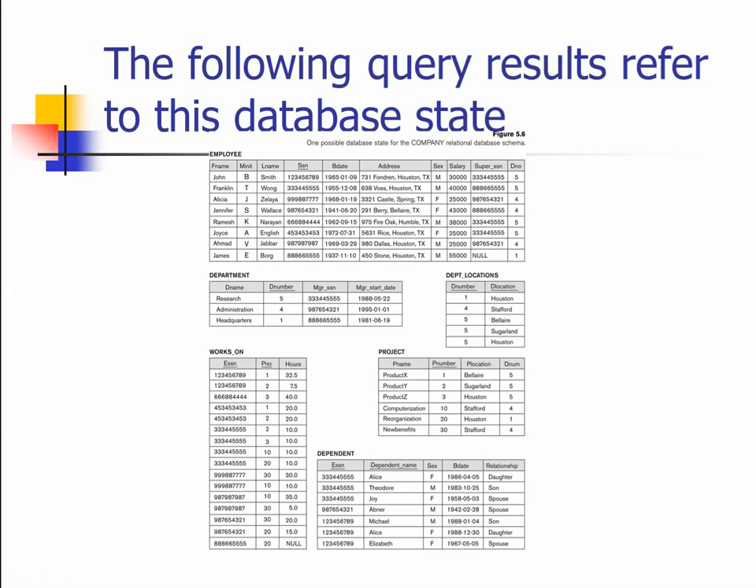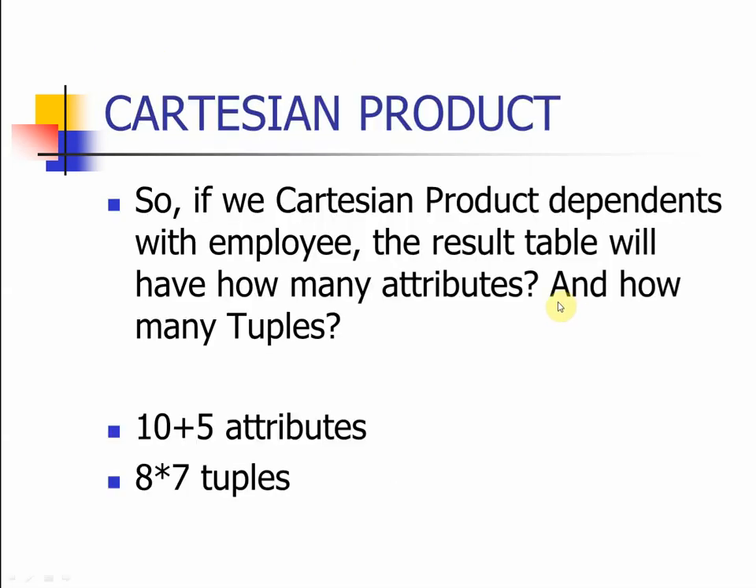So you can see that for the dependent, it has 5 attributes. For the employee, it has 10 attributes. So the new table will end up with 5 plus 10 attributes. How many tuples will it generate? We have 7 over here, and we have 8 employees over here. So it will end up with 7 multiplied by 8 equal to 56 tuples. So obviously, it's going to be a huge table. And therefore, you can see that it will end up with 15 attributes as well as 8 multiplied by 7 tuples. So it is going to be a big table for us to see.